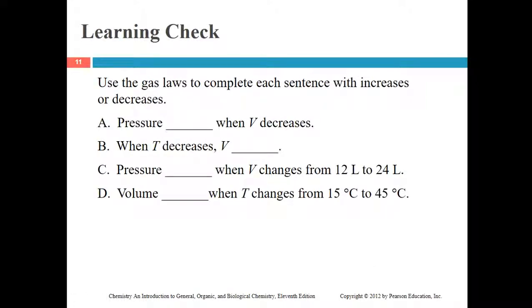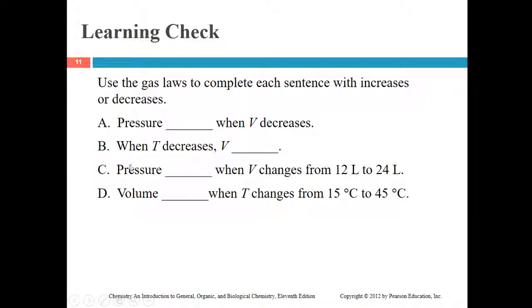So let's use the gas laws to complete each sentence with increases or decreases. So press pause and see if you can figure these out. All right, so here we go. Pressure and volume. Well, pressure and volume, if you remember, that was Boyle's law, and they are inverse. So if volume decreases, then we know that our pressure is going to increase. Now, temperature and volume, that's Charles's law, and it's a direct relationship, so when temperature decreases, our volume decreases.